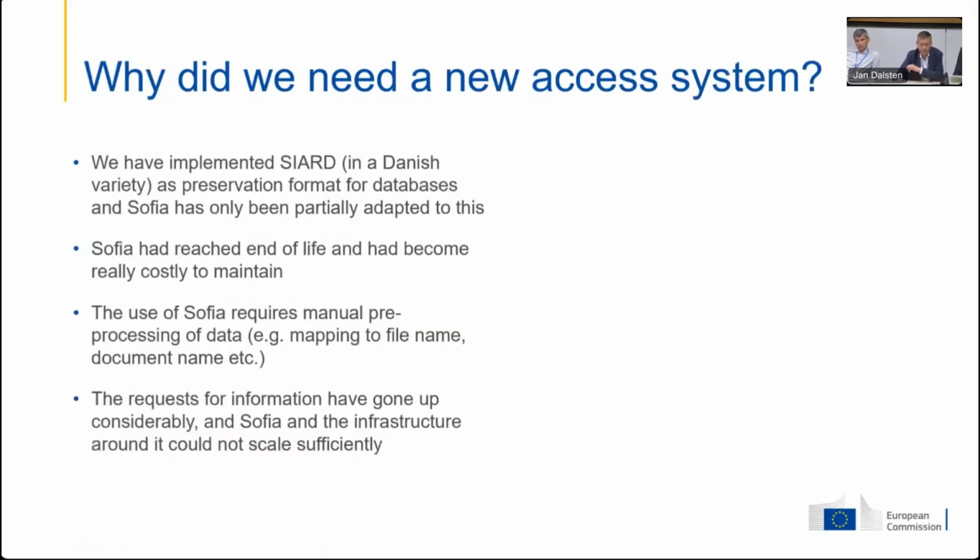So why did we need a new access system? Well, already a few years after we developed SOFIA, we changed the format for submission information packages so that it was based on the Danish variety of eArK, the eArK format that you heard about. And of course, this resulted in some changes to SOFIA, but there was never the thorough rewriting of code that you might have needed. So in a sense, you could say that SOFIA was just, with duct tape, made capable to read the new information packages, but it kind of tried to look at them like the old ones.